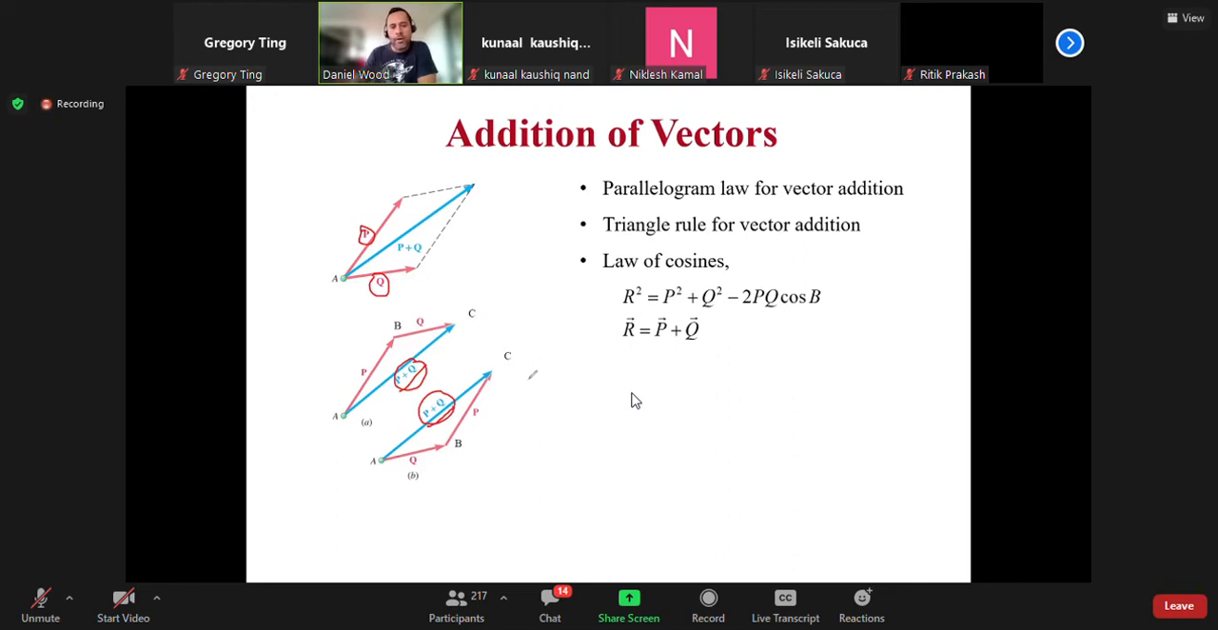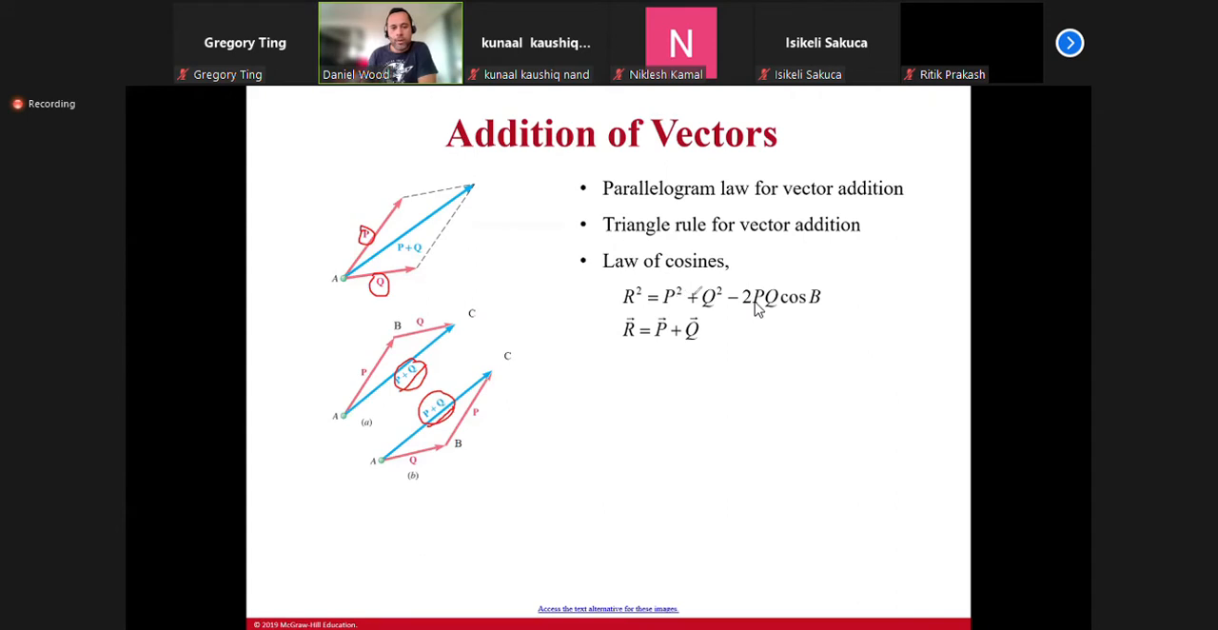We also know that vectors follow the law of cosines. So the resultant squared is equal to P squared plus Q squared minus 2PQ cos B, B being this angle here, okay?